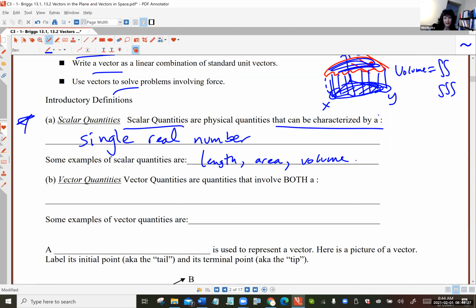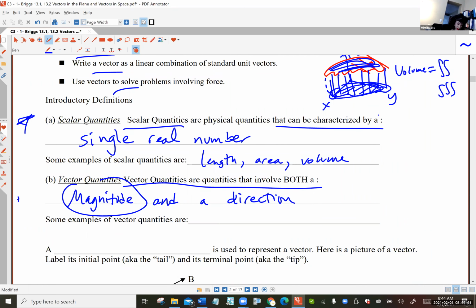Okay. So what about vectors? Vectors are different from scalars. Vector quantities are quantities that involve both a magnitude and a direction. Now, what the heck? Magnitude is a fancy word for length, although it may not mean length if we're working in 4, 5, 6, 7, or 8, 9 dimensions, which this class doesn't do so much, but in linear algebra you will. And direction is just what direction the vector is pointing to.